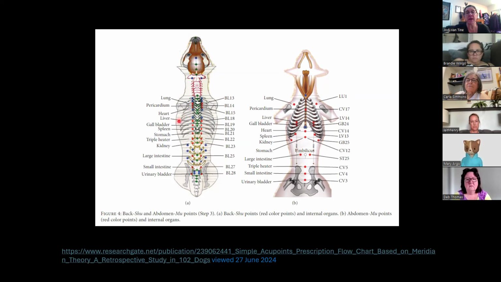And that's one of the ways that putting a needle in externally can communicate with and affect the blood flow of the internal organs. So those are the association points, or the back shu points.